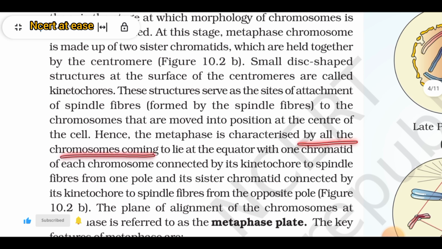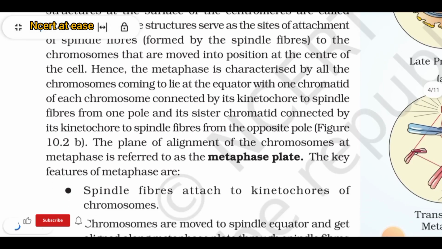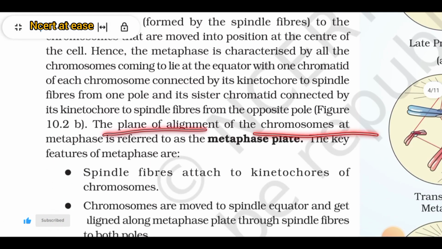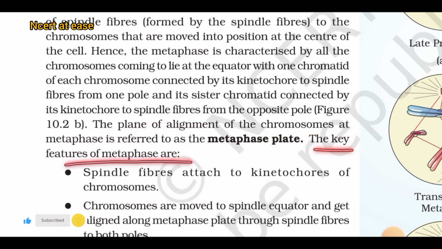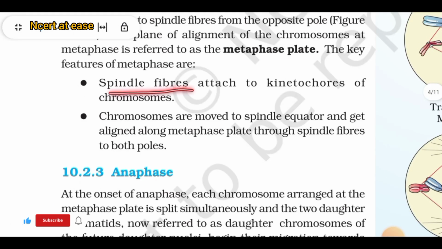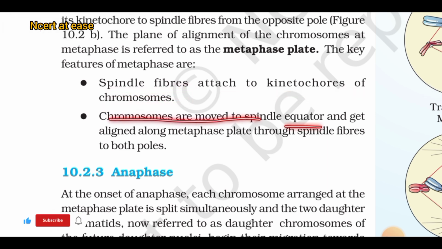characterized by all the chromosomes coming to lie at the equator with one chromatid of each chromosome connected by its kinetochore to spindle fibers from one pole and its sister chromatid connected by its kinetochore to spindle fibers from the opposite pole. The plane of alignment of the chromosomes at metaphase is referred to as the metaphase plate. The key features of metaphase are spindle fibers attached to kinetochores of the chromosomes. Chromosomes are moved to the spindle equator and get aligned along the metaphase plate through spindle fibers to both poles.